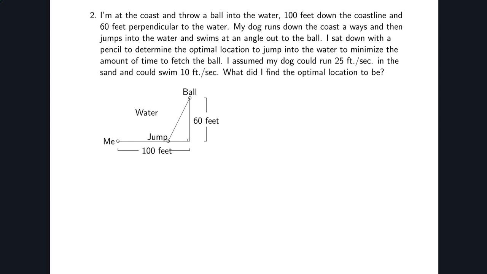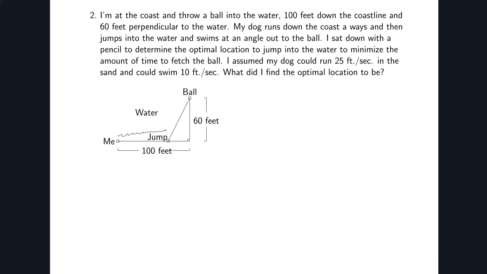The specific problem is that we are setting up this fun scenario, and this is a classic. You'll see this problem in every calculus book that you ever come across. It's just a very traditional problem to introduce students to the idea of optimization. So you're standing at a coastline and you throw a ball into the water, right? So we're right here and we throw the ball and it lands right there. And this is water here, but we have sand on the bottom side of the water line here. So the ball lands 100 feet down the coastline and 60 feet perpendicular to the coast in the water, right?